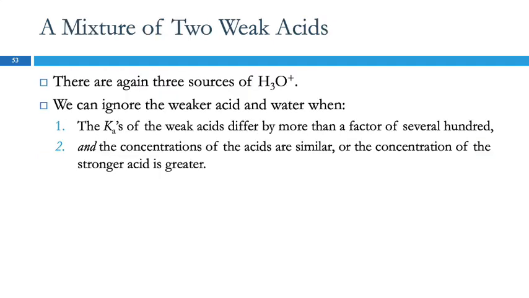So with a weak acid and a strong acid, almost always you can just ignore the weak acid. That's nice. Okay, what about two weak acids? We can sometimes ignore the weaker acid and the water. If the Ka's of those weak acids are significantly different, and here we're talking about differing by a factor of several hundred, not like one is twice as big or 10 times as big, but maybe one is 1,000 times as big, or 500 times as big. And if those concentrations are similar, or the stronger acid's is greater.